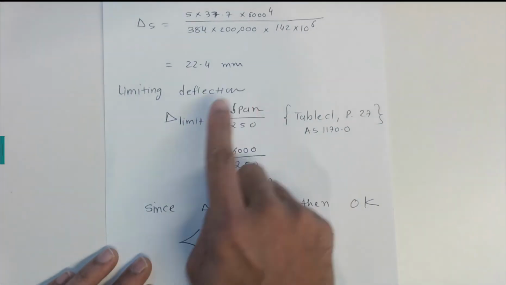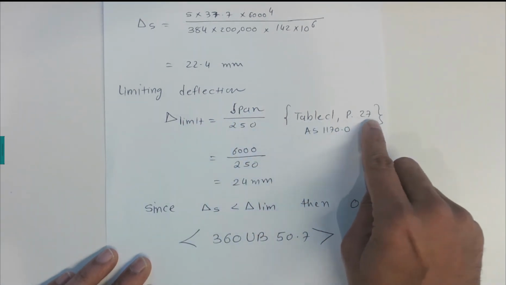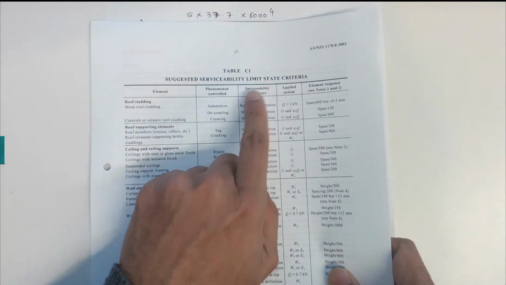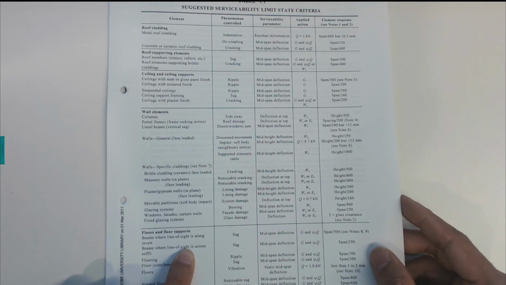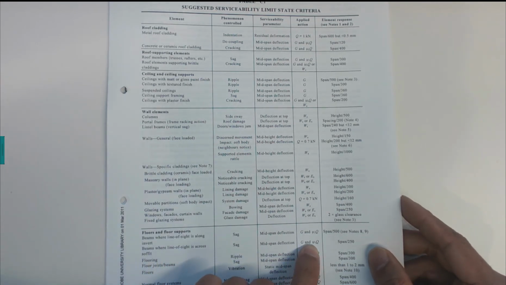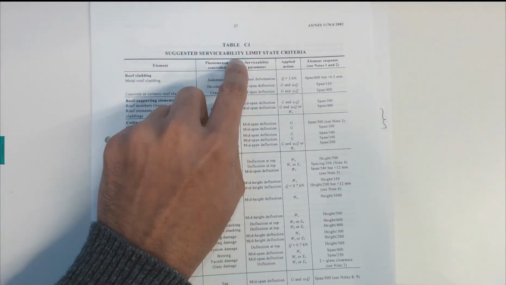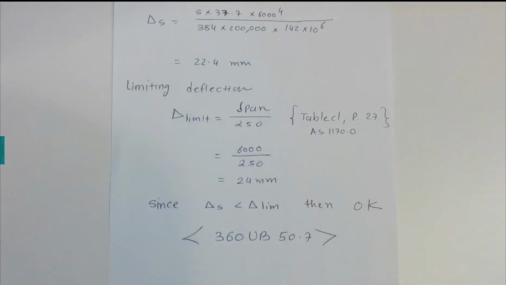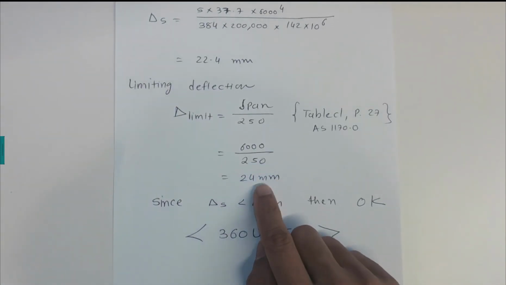Now we need to check the deflection limit, delta limit, which is equal to span over 250. This is given in Table C1 on page number 27 of AS 1170.0. For a beam, mid-span sag deflection under G plus psi s Q, we have span over 250. The span is 6000 millimeters, as given in our example. Divided by 250, that gives us 24 millimeters.